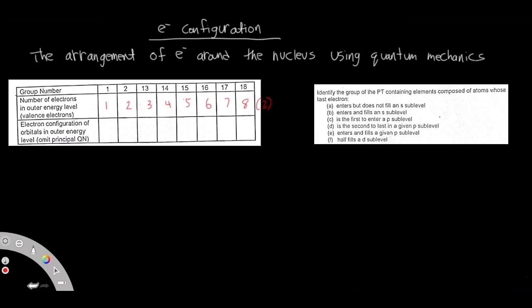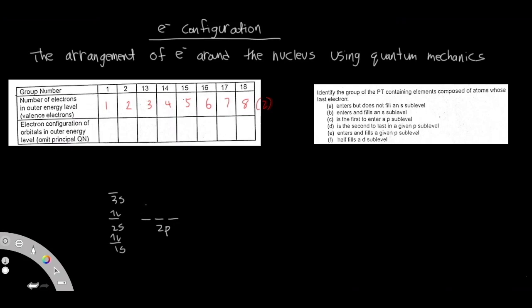Now, let's look at our electron configuration of orbitals in the outer energy levels. What does this mean? If we look at our group 1 elements, let's say it's lithium. Okay, so if I were to draw lithium, let me try a different color. Let's try 1s, 2s, 2p, 3s. So 1, 2, 3, 4.